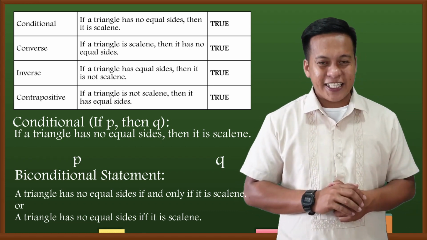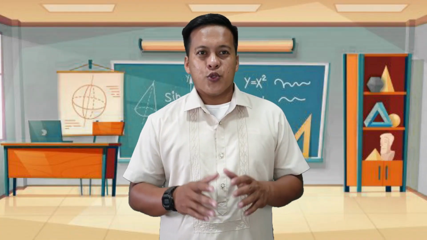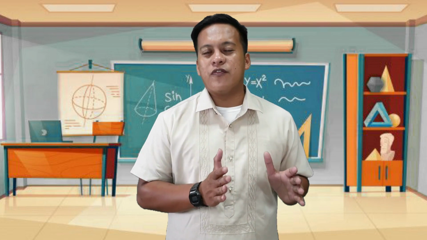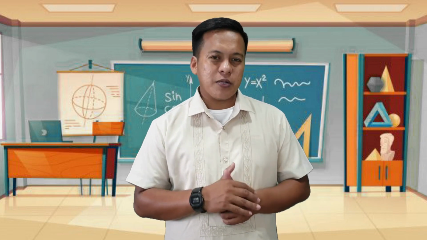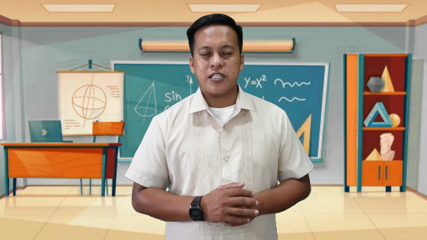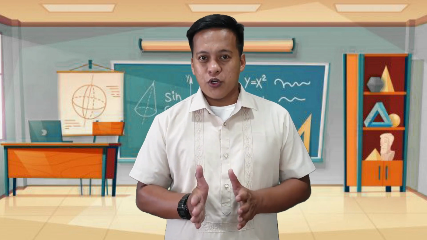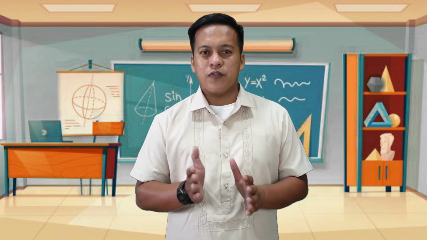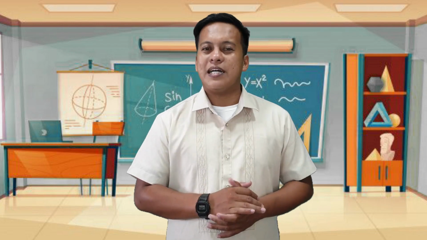Very easy, right? To sum up our discussion, we have determined the inverse, converse, and contrapositive of an if-then statement. We have also illustrated the equivalences of A, the statement and its contrapositive, and B, the converse and inverse of a statement.